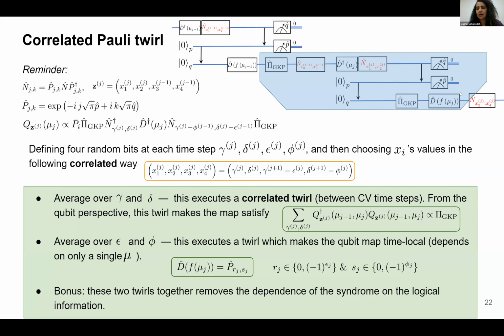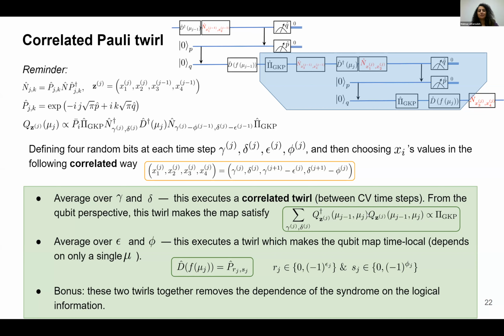So the GKP shift operator that is implemented at the end of each teleportation circuit is equivalent to applying an ideal GKP Pauli right after the code space projector. Now we have all the pieces here in this blue box, only depending on mu from one time step. So we made our map to be local.